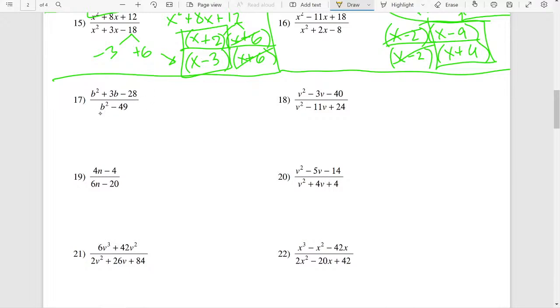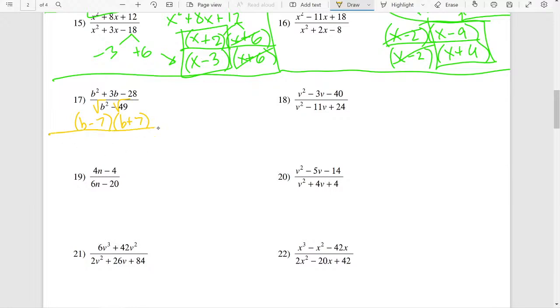But here there's 2 ways to do it. You can either do square root on the bottom here, and then you would have b minus 7. If I did the square root of b squared, I'd get b, and if I did the square root of 49, I'd get 7. And then you just have to remember to do b plus 7. That's one way to do it.